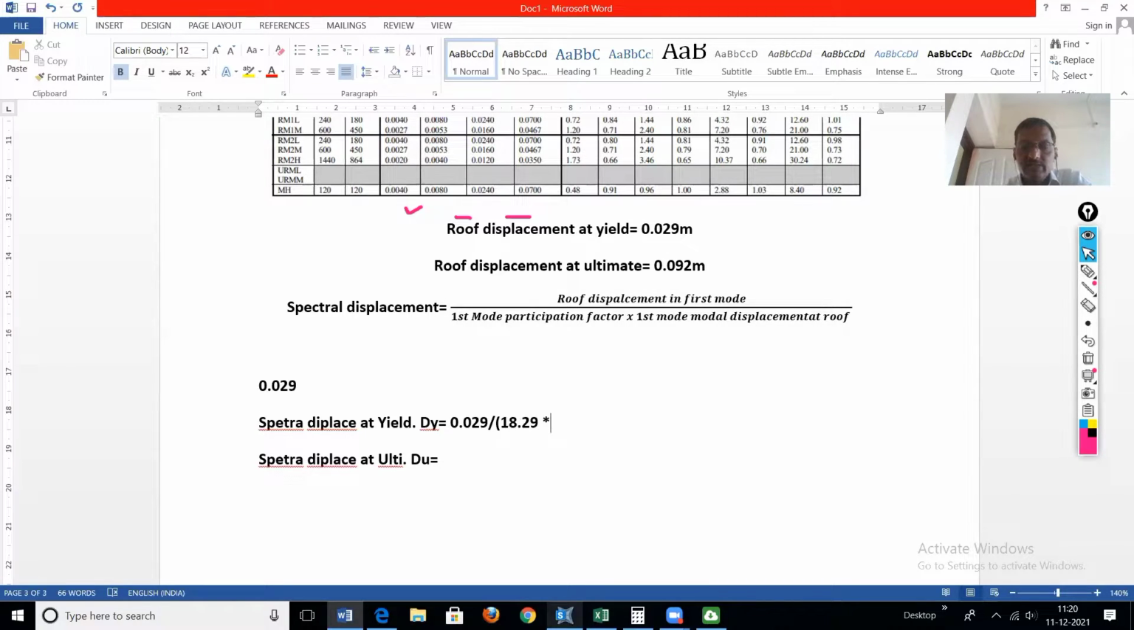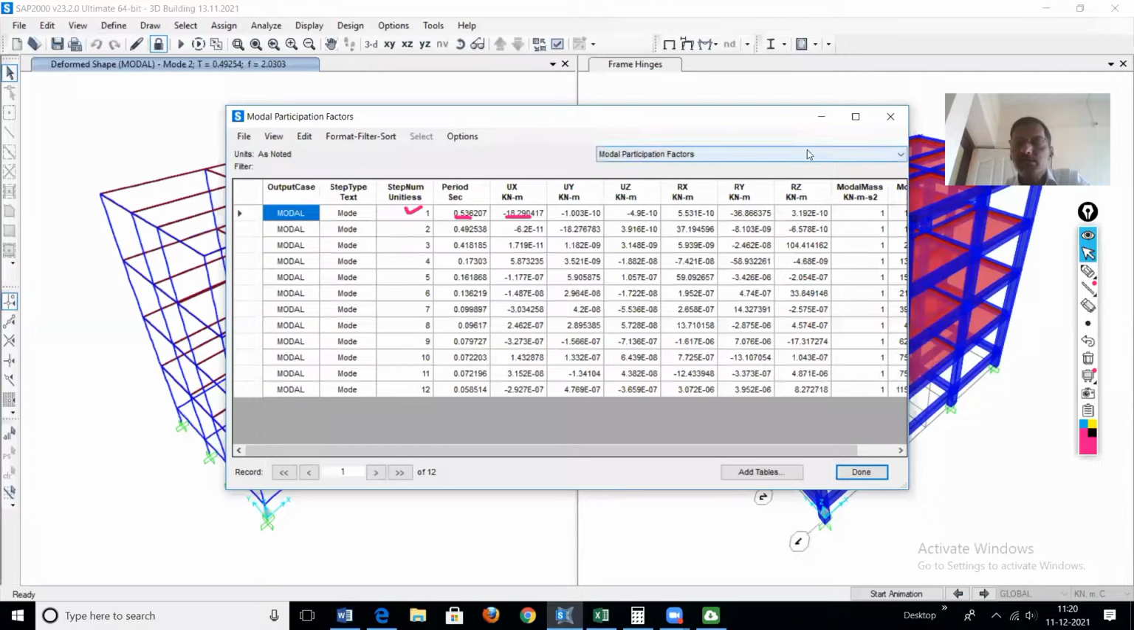How to get this? So this is the modal participation factor. Now close this. The negative sign indicates that this is opposite to the global x direction. So in the calculation, directly take only the value 18.29. That is one thing.